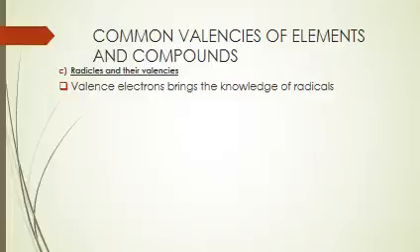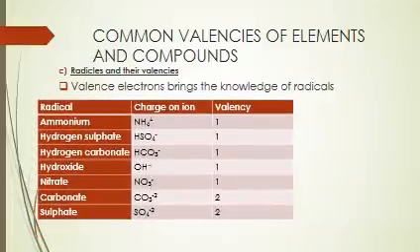So let us look at different valences of different radicals. We have a column of radical, a charge on the ion, and the valence. You see ammonium having a valence of 1 while a charge of positive 1. And you see nitrate having a valence of 1 and a charge of negative 1, and carbonate having a charge of negative 2 and a valence of 2. I said it already that valence electrons bring the knowledge of radicals.